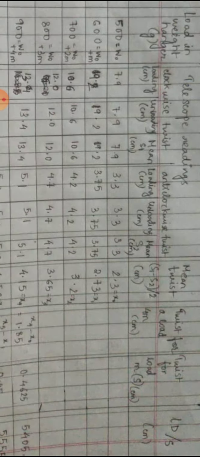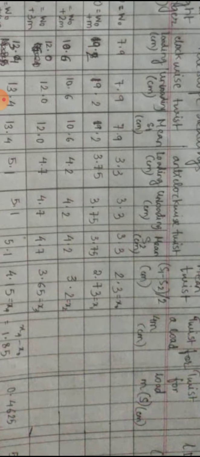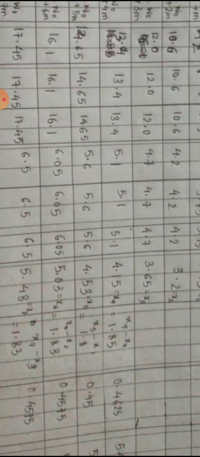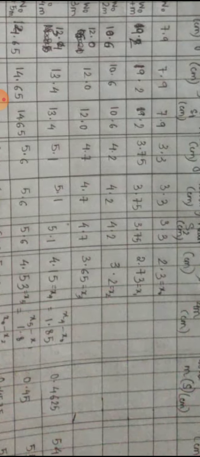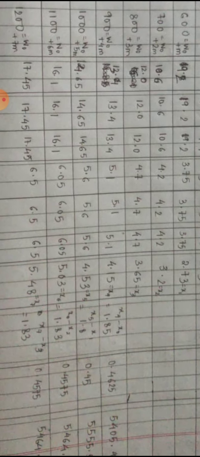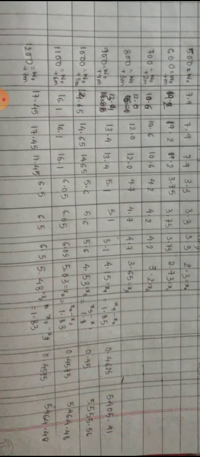Now the next column is twist for a load of 4m. Here you need to calculate only the last 4 rows. I repeat, you have to calculate only the last 4 rows, not the entire rows. According to the table we have to calculate the twist for a load of 4m only, which is x4 minus x0, x5 minus x1, x6 minus x2 and x7 minus x3. So you need to calculate only the last 4 rows of 4m values of twist.